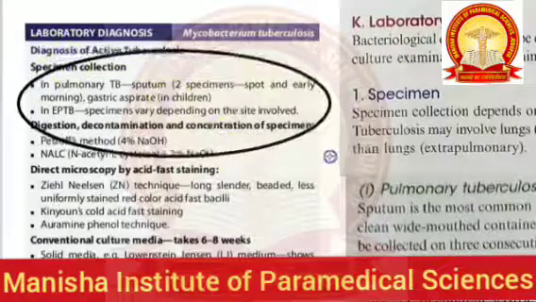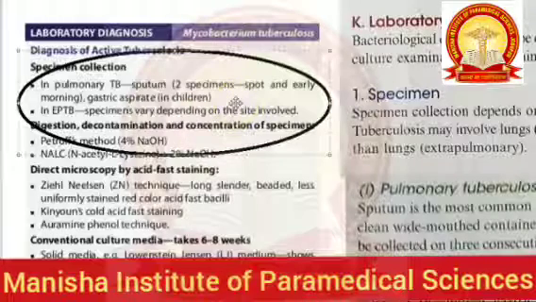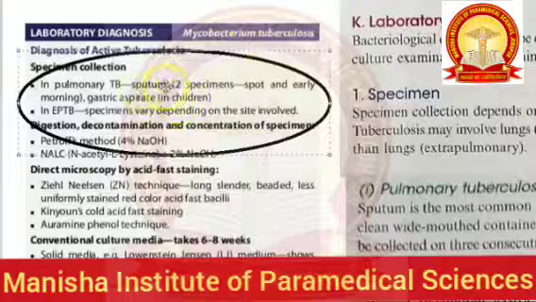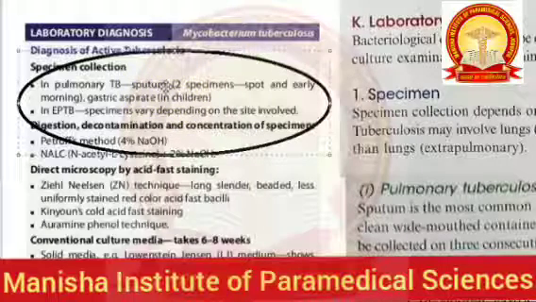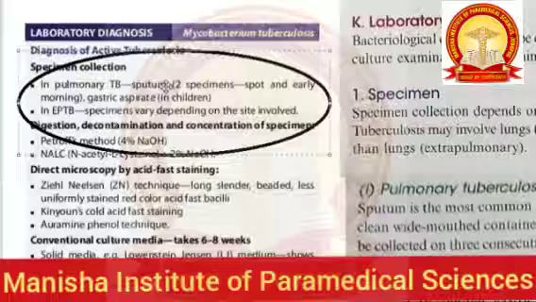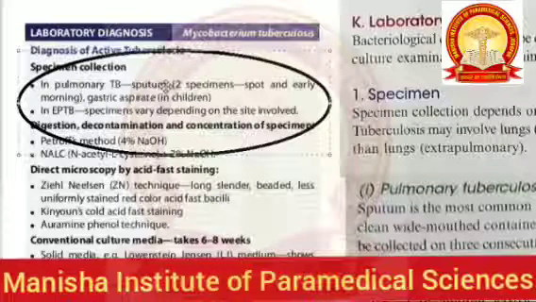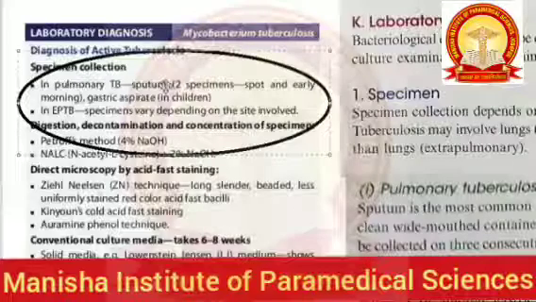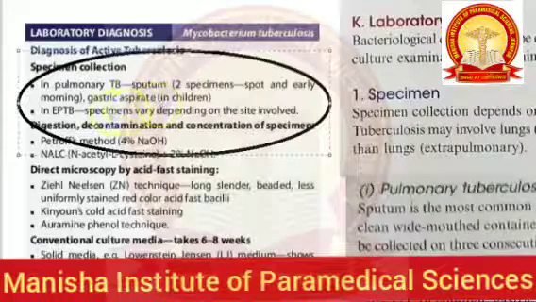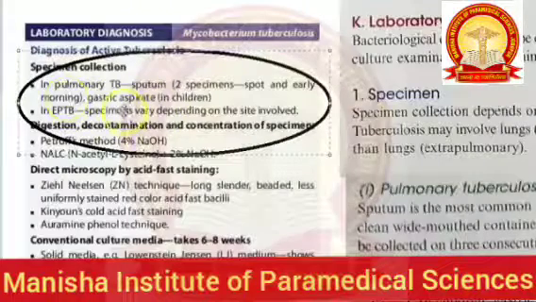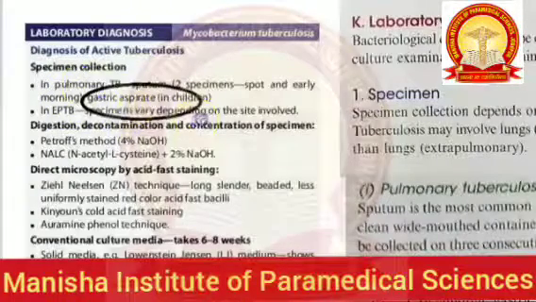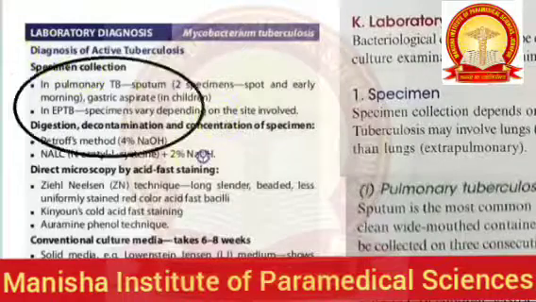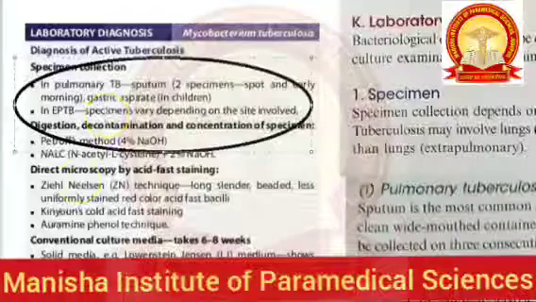The specimen collection. What will the specimen be in? Here they have asked you pulmonary tuberculosis, right? So definitely you will collect sputum. Two sputums, one will be spot sputum and the other one will be early morning sputum, the next day early morning sputum. But for children, because they swallow sputum, you cannot collect sputum. Hence you will have to take gastric aspirate. See this? Gastric aspirate in children. Fine. So this is about specimen collection for pulmonary tuberculosis.